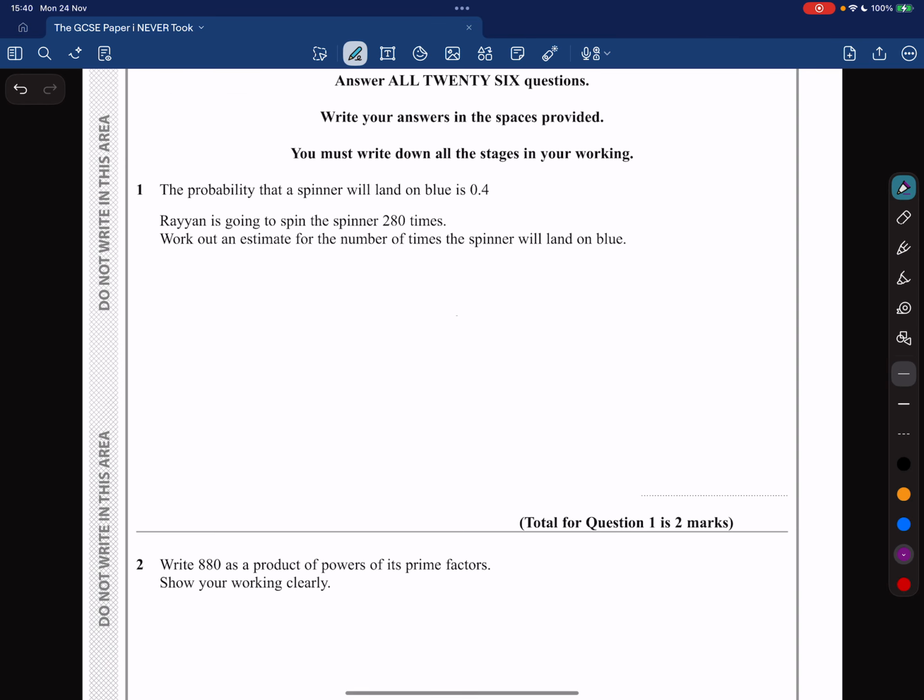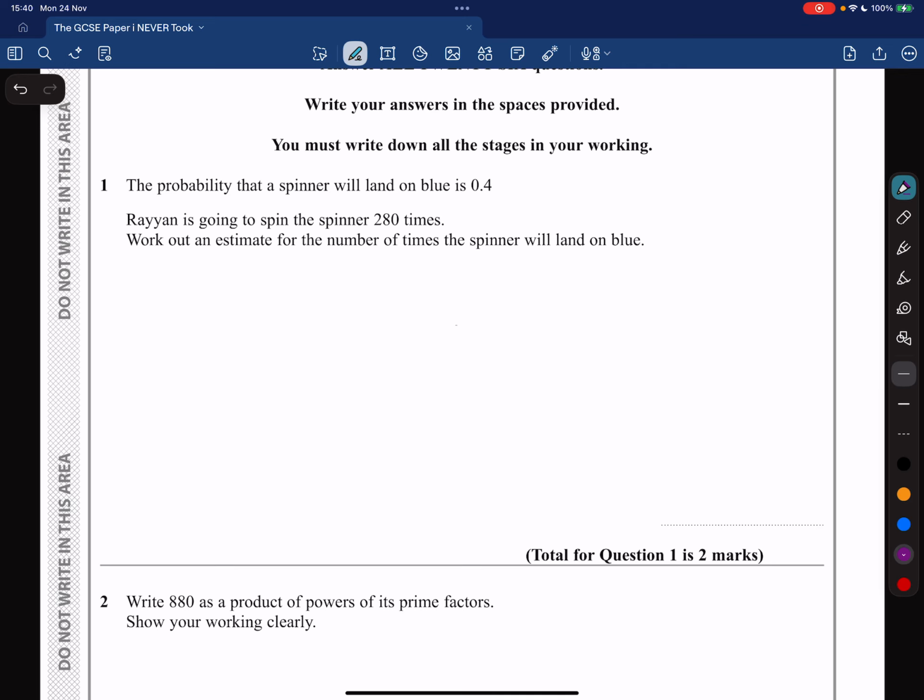Okay, so the probability that a spinner will land on blue is 0.4. So probability of blue is equal to 0.4. Don't find it too ironic I'm writing in purple. Rayan is going to spin the spinner 280 times. So work out an estimate, the number of times the spinner will land on blue. That would be 280 times 0.4, which would be 112.